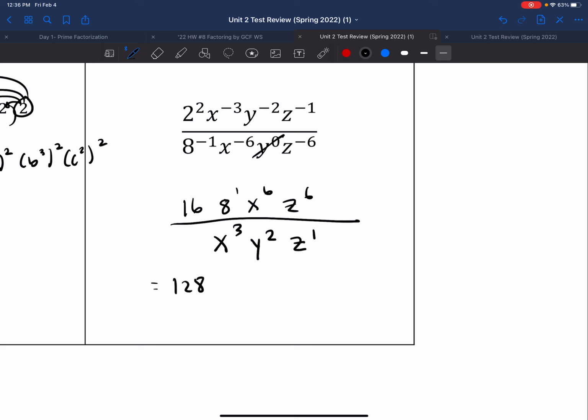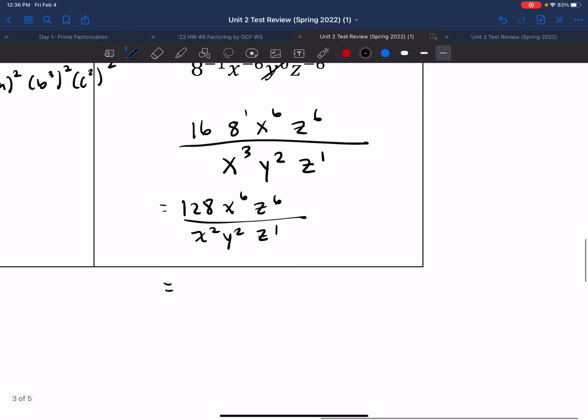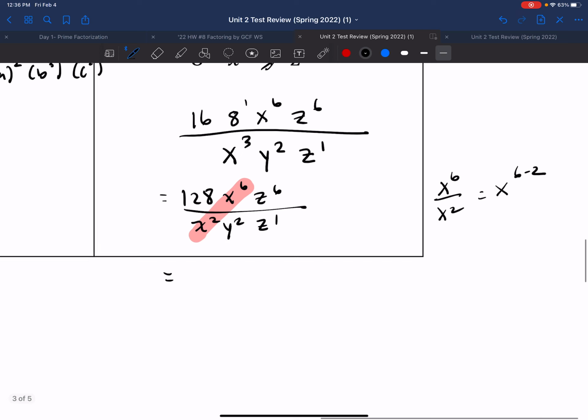128. And I'm left with x to the 6th power times z to the 6th power divided by x squared, y squared, z to the 1st power. Okay, and now I'm going to go ahead and divide like exponents. If I have the same base and I'm dividing, you go ahead and subtract those exponents. So x to the 6th power divided by x squared, that's just the same thing as x to the 6th power minus 2. So I'm left with 128 x to the 4th power.